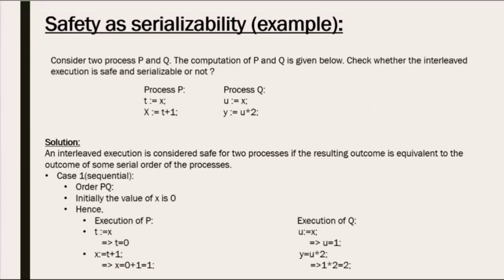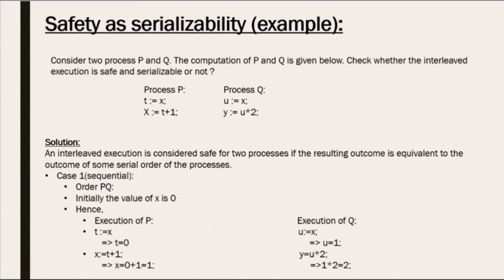So, hi friends. Hope you all understood what safety as serializability is. Now we will see an example based on safety as serializability. Let us consider two processes P and Q, and the computation values of P and Q are given below. We have to check whether the interleaved execution is safe and serializable or not. For the process P, the value of variable t is given as x, and the value of variable x is updated as t plus 1.